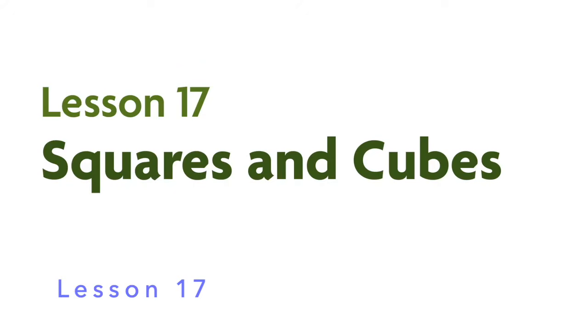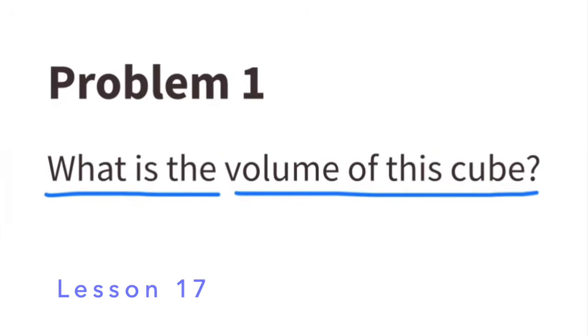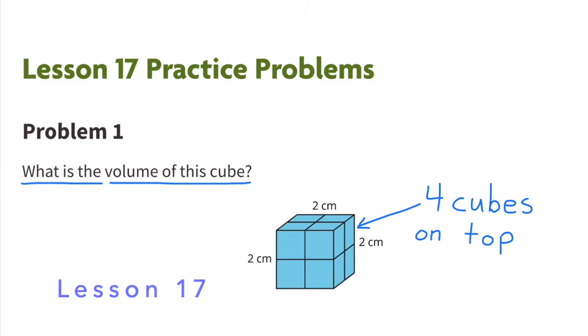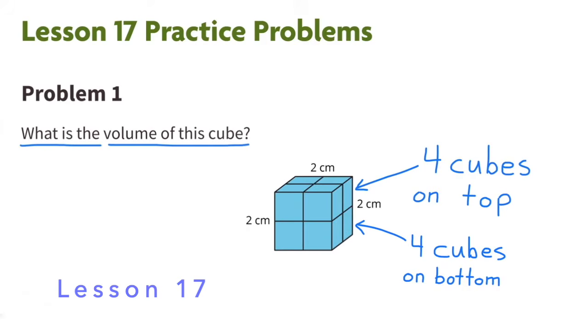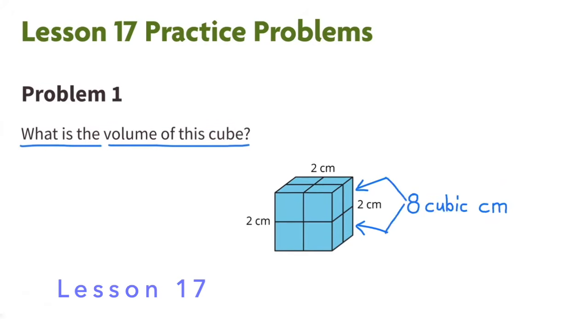Sixth grade, Unit 1, Lesson 17, Squares and Cubes. Number 1. What is the volume of this cube? There's 4 cubes on top and 4 cubes on the bottom, for a total of 8 cubes. The volume is 8 cubic centimeters.